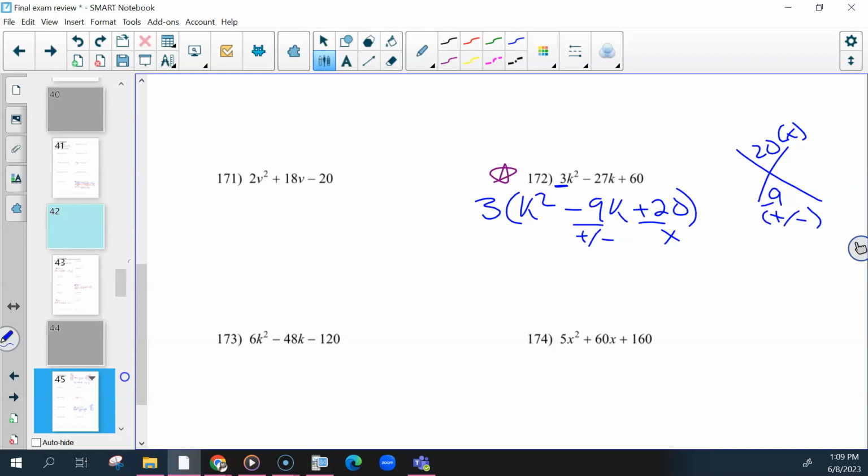So if it's multiplying to be a positive number, there are only two ways to get there. They both have to be negative or they both have to be positive. Bringing down the GCF, make your two factors, and then put the variable and the numbers. Other questions on this page?